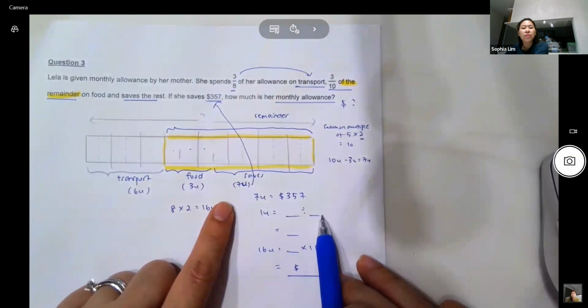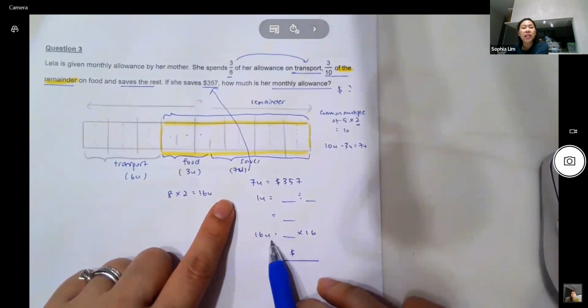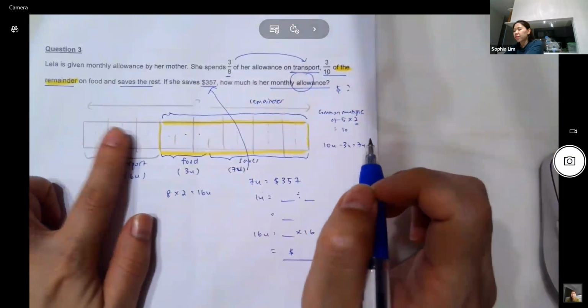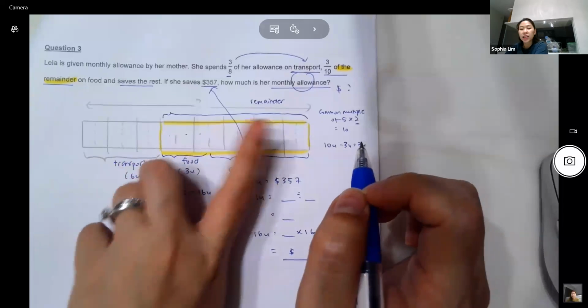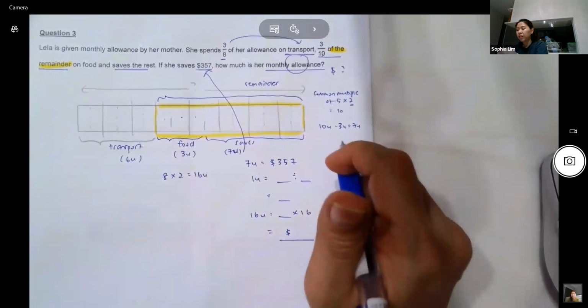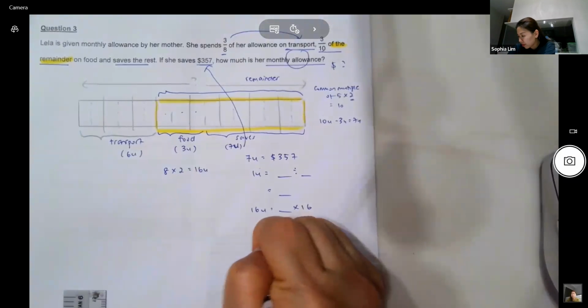1 unit, what is it? And you find 16 units because they are asking for monthly allowance. If you take 8 times 2, you will get 16 and you will see the final answer. Work it out yourself. Write down your final statement.